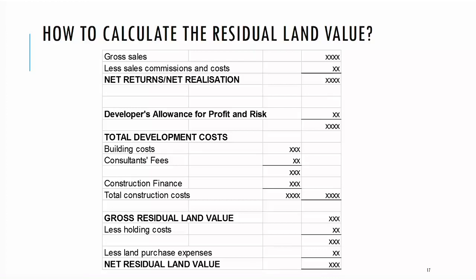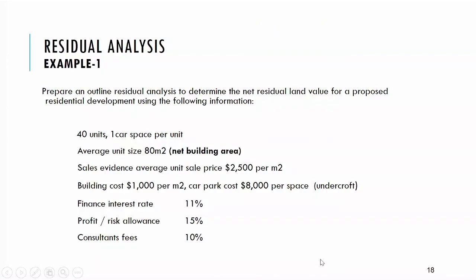This is a very basic format of residual analysis. You take the gross sales or the value, and then subtract sales commission and cost, and you get the net realization, net sales. And then subtract developers' allowance for risk. And then calculate the total development cost. Subtract it from there, you get the gross residual land value and then net residual land value. All right.